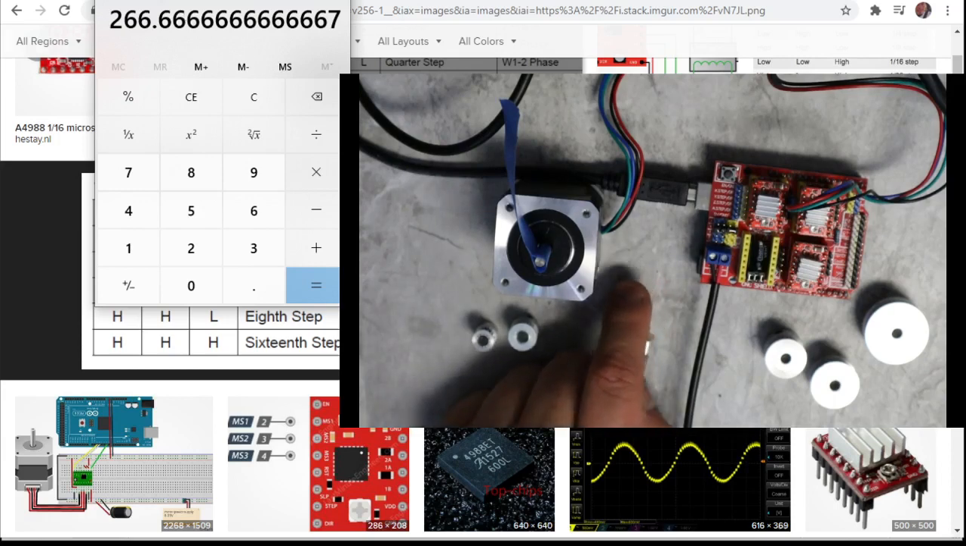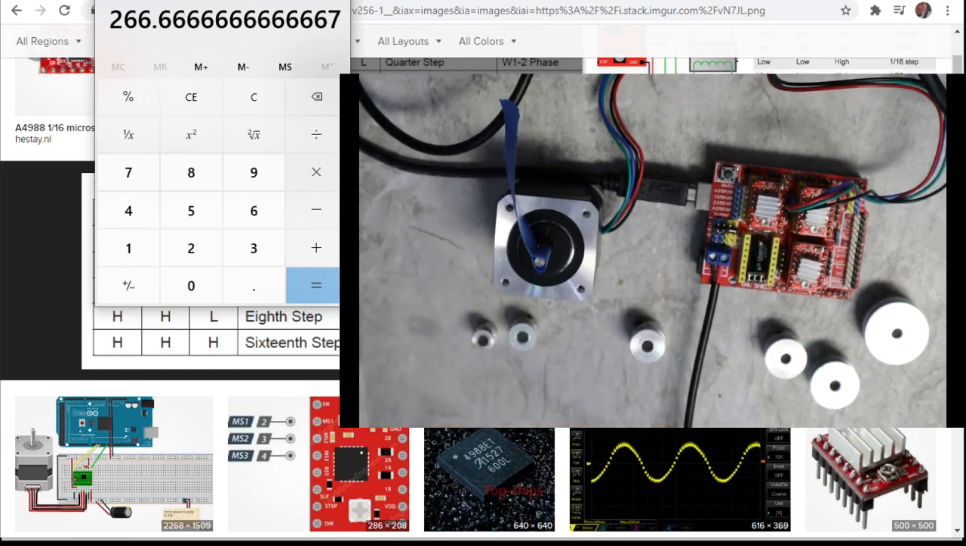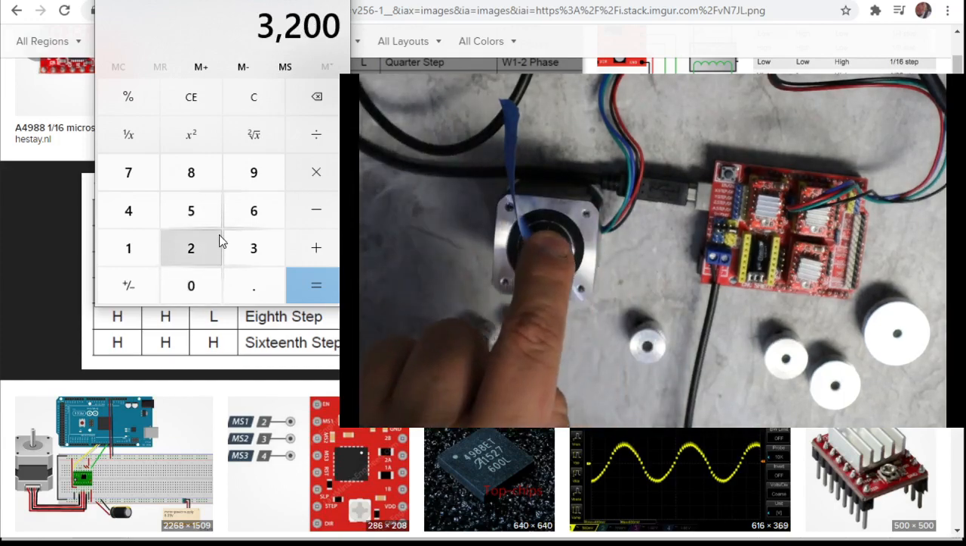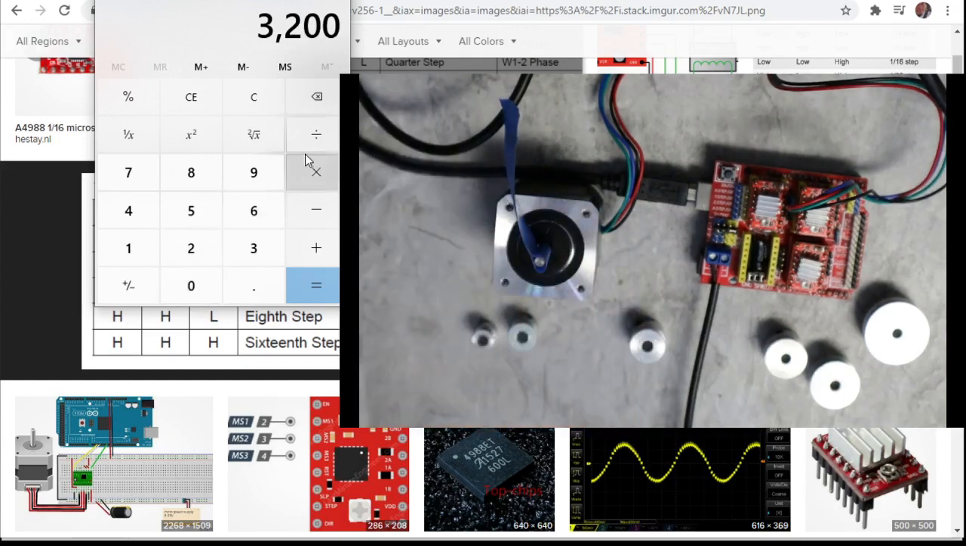So we'll go back to our calculator. We know the math here now. We're at 3,200 steps per revolution to get this thing to fully spin. We're going to divide that by 40 millimeters a revolution. And now we have 80 steps per millimeter. And that is common. You can go super fast with 80 and get a really high resolution.